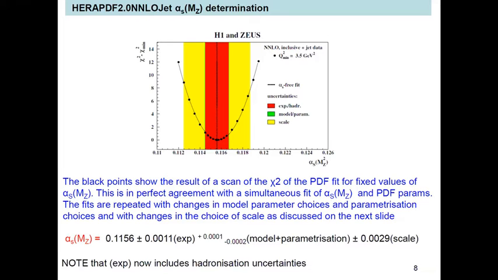You can also see on that the experimental uncertainties from this fit, taking into account the hadronization uncertainties and so on, in the red band. Then that's slightly augmented in the green band to account for the model and parameterization uncertainties, which it turns out add very little to this, which is why you can hardly see it. And then finally, the size of the scale uncertainty is illustrated on this plot as well.